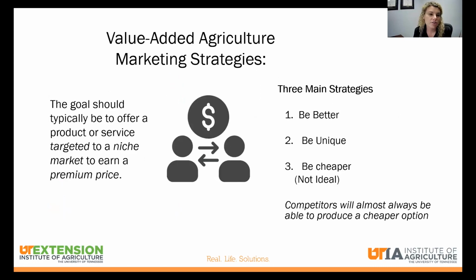Value-added agriculture marketing strategies. There are two main value-added marketing strategies, and those are be better and be unique. Now, other people that are selling things that are not value-added are typically also considering a third strategy, which is to be cheaper. This is not ideal for you because value-added means that you are trying to capture a greater portion of the consumer dollar. So why would we want to be cheaper? We're going to leave that strategy to our competitors, maybe the Walmarts of the world or the larger companies, and we are going to focus on be better and be unique.